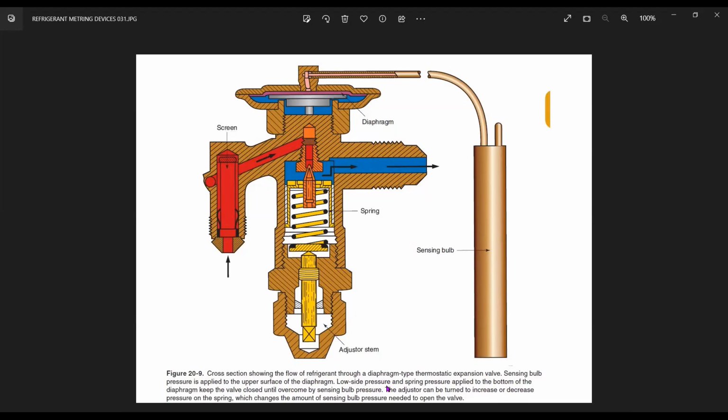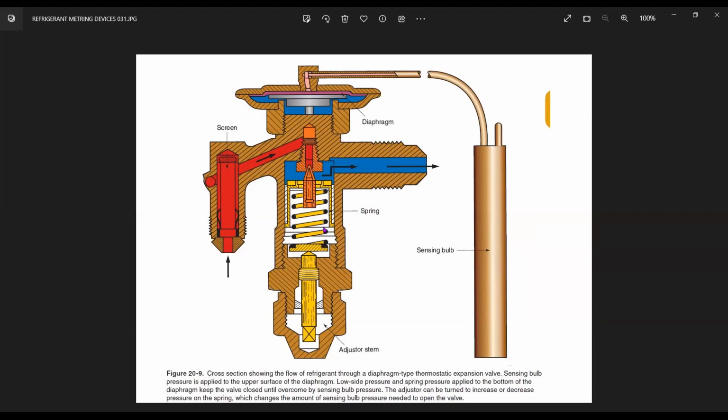The low side pressure on the bottom keeps the valve closed until overcome by the sensing bulb pressure. The adjuster can be turned to increase or decrease the pressure on the spring, which changes the amount of sensing bulb pressure needed to open the valve. That means a greater amount of pressure will be required over here to then operate this.